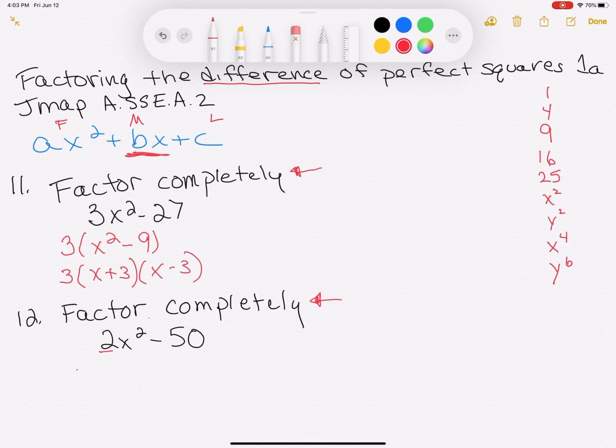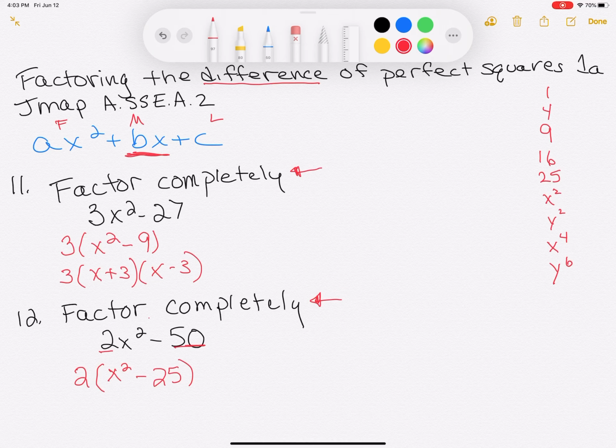So you look at these terms, 2 and 50, they do have a common 2. There's no variable terms. Sometimes you could have common variable terms, but in this case there isn't. So when I take a 2 out of a 2x squared, I have x squared left, and when I take a 2 out of a 50, I have 25. So if I multiplied the 2 times x squared minus 25, I should get 2x squared minus 50 back, and you will.